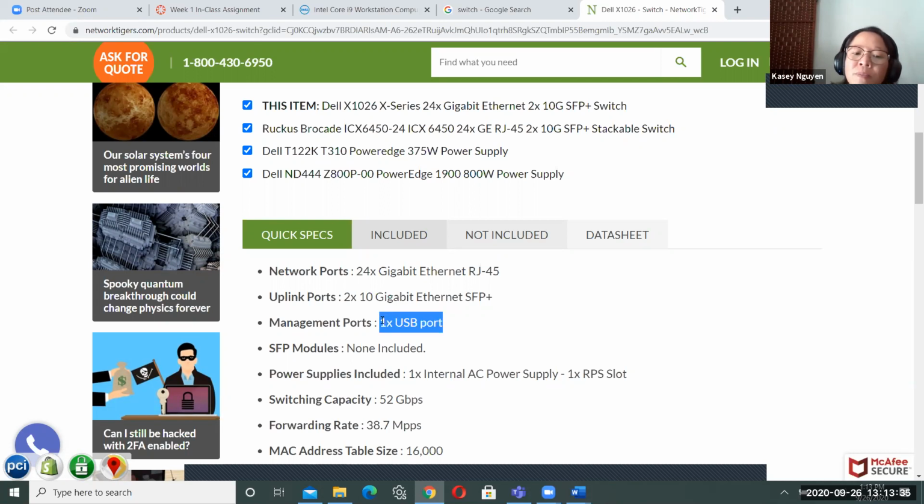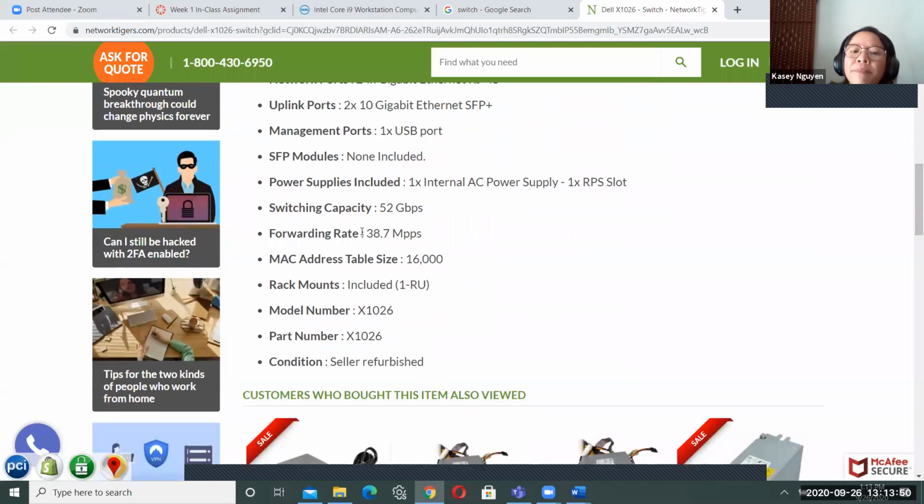It has 1 USB port for data transfer and also for accessing the CLI command line for that device. And then it tells you, now important when you look at switching technology, look at the capacity, right? How it's able to handle as far as how large of a packet it can send, and the rate overall, because this is just standardized rated.